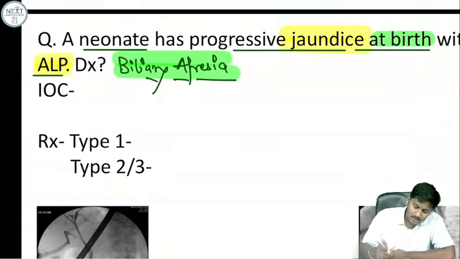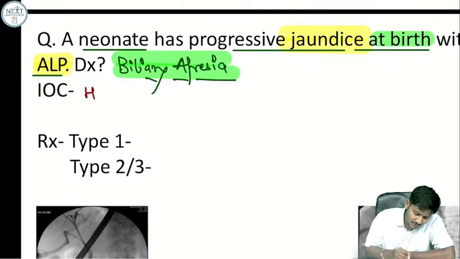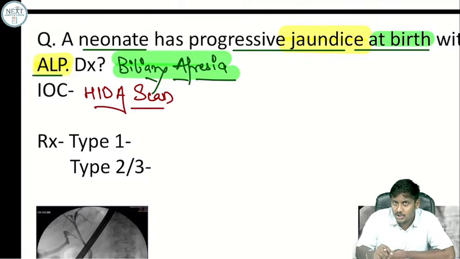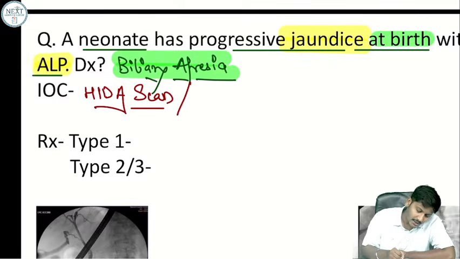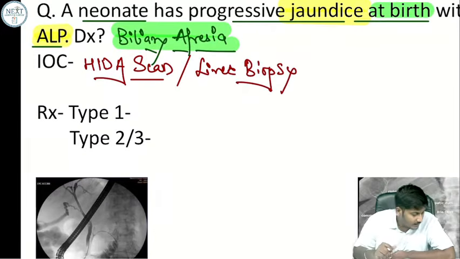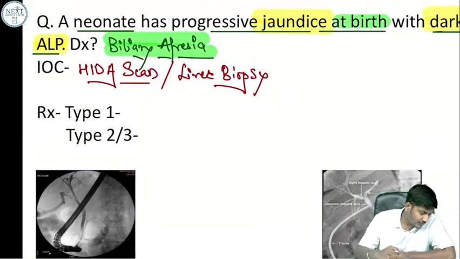Clear? Investigation of choice. We know, beta, the investigation of choice in a patient of biliary atresia is usually the HIDA scan. So hepatic iminodiacetic acid scan, that is HIDA scan, is considered the investigation of choice for biliary atresia. But in intrahepatic atresia, HIDA scan is not useful. In intrahepatic atresia, the best investigation is always a liver biopsy. That is important. Clear? So do remember that.